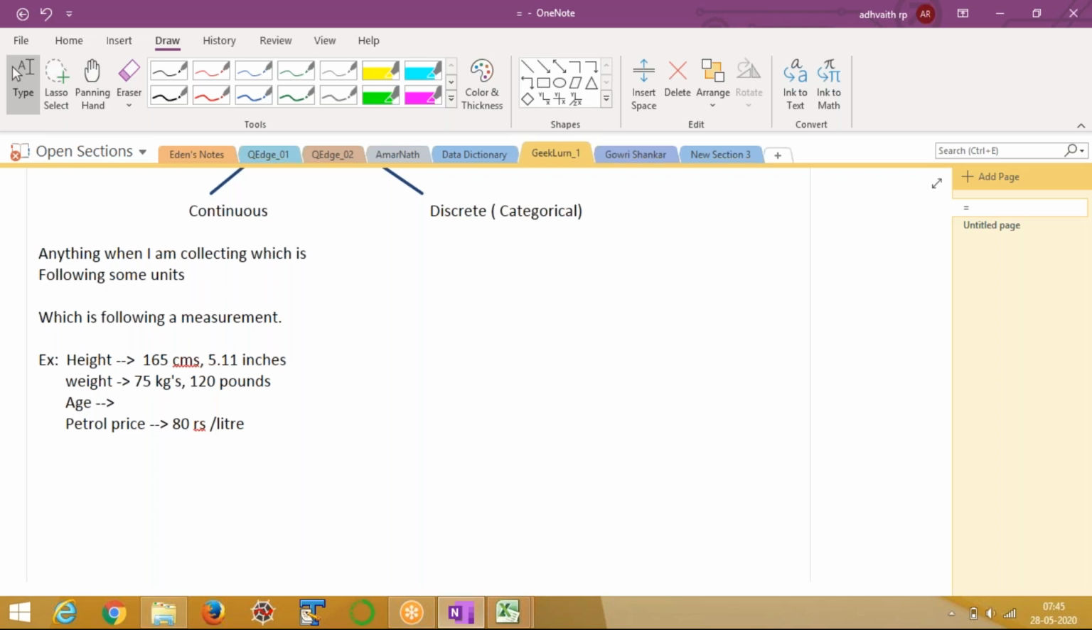Sometimes we will have change also, no? 74.5. Clear, guys? Petrol price. Any more examples? Nobody is talking. Come out with examples. I have 12 people here.